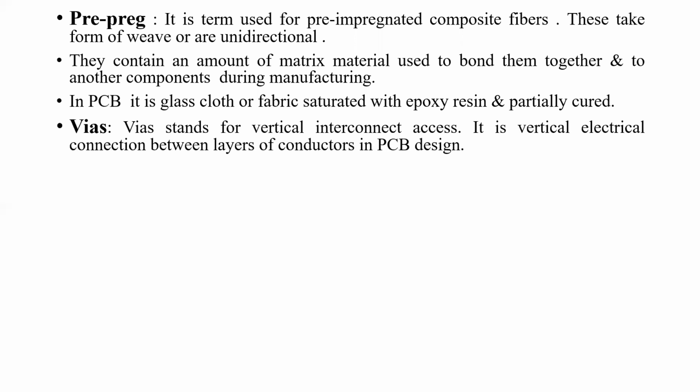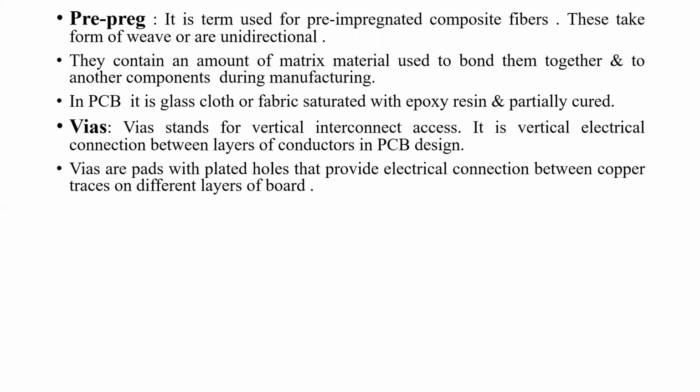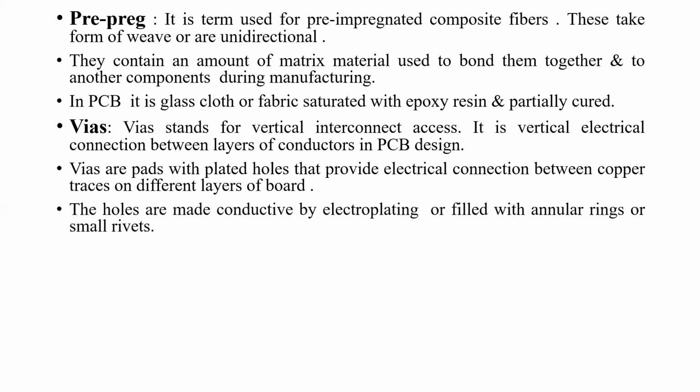Next one is the via. VIA stands for vertical interconnect access. It is a vertical electrical connection between layers of the conductor in PCB design. Vias are pads with plated holes that provide electrical connection between copper traces on different layers of the board. The holes are made conductive by electroplating or filled with annular rings or small rivets. High density multilayer PCB may have micro vias.